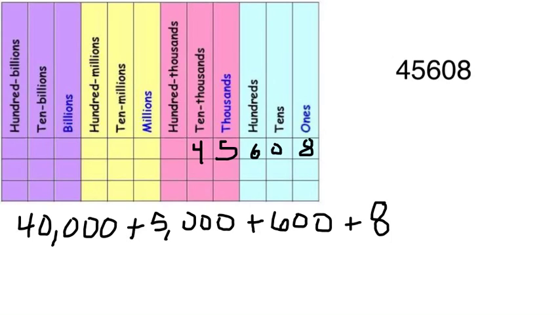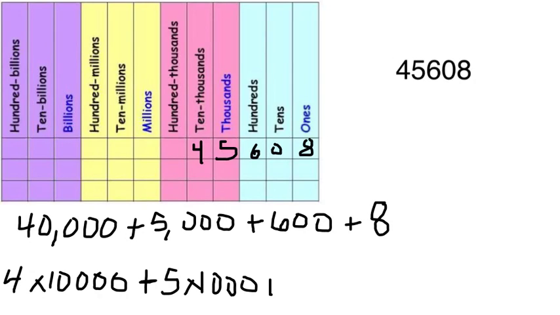Now, just like before, we can break it down even more. I know there's a 4 in my 10,000s place, so 4 times 10,000 would give me that 40,000, plus 5 times 1,000, plus 6 times 100, plus 8 times 1. So be careful, when you have a 0, you can skip over that place value. You don't need to write anything there. If I were to multiply this all out, 4 times 10,000 is 40,000, 5 times 1,000 is 5,000, 6 times 100 is 600, and 8 times 1 is 8. When I add all these together, I'm going to get 45,608.